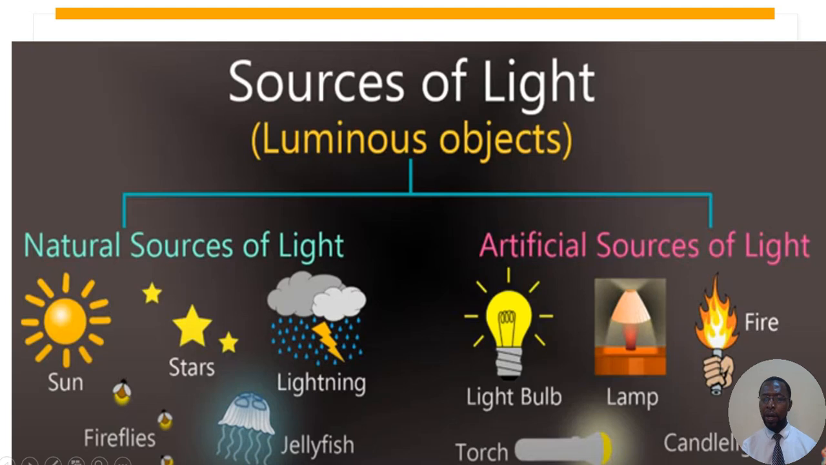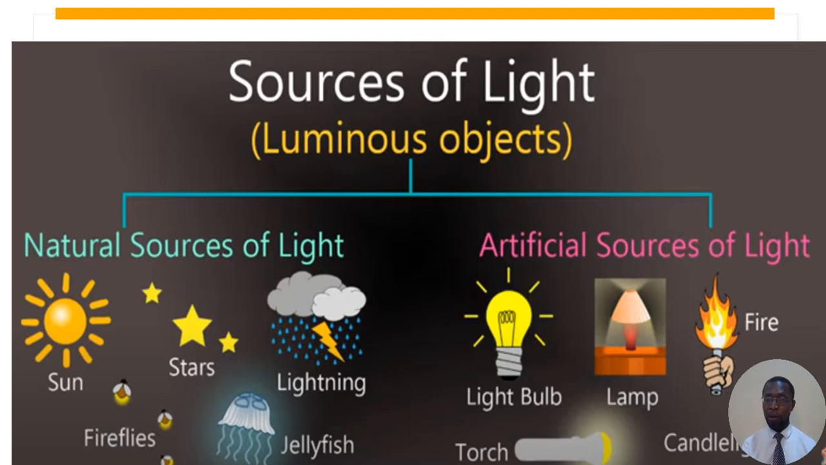But on the other hand, we have artificial sources of light. These artificial sources of light do not emit light by their own self, but rather they emit light based on the invention of man. You see the light bulb? A light bulb couldn't emit light on its own if there is no battery. Even a lamp, if there is no electricity supply, wouldn't emit light on its own.